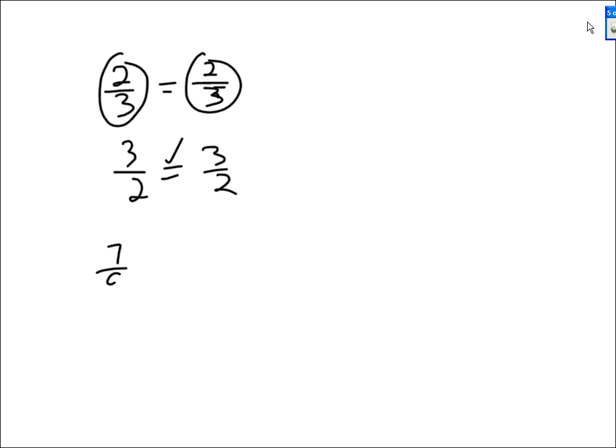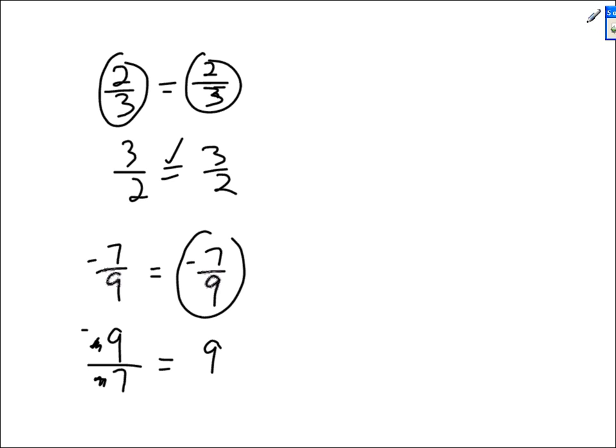You have negative 7 over 9 equals negative 7 over 9. If you take the reciprocal, you'll get 9 over negative 7, so the positive over negative is negative. Take the reciprocal on the right side, you get 9 over negative 7, a positive over a negative. That's just negative. You get negative 9 over 7. They're equal. If two quantities are equal, they're reciprocally equal.